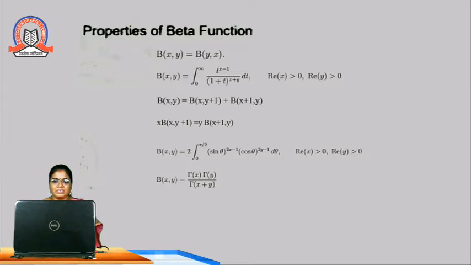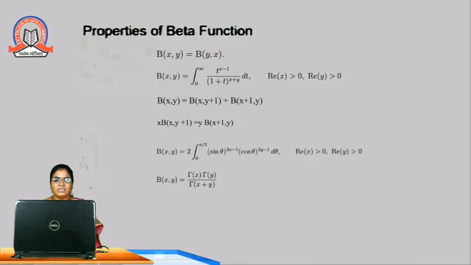Properties of beta function. Beta(x,y) equals beta(y,x). Beta(x,y) equals the integral from 0 to infinity of t^(x-1) upon (1+t)^(x+y) dt, where the real part of x and the real part of y should be greater than 0. Beta(x,y) equals beta(x, y+1) plus beta(x+1, y). x into beta(x, y+1) equals y into beta(x+1, y).